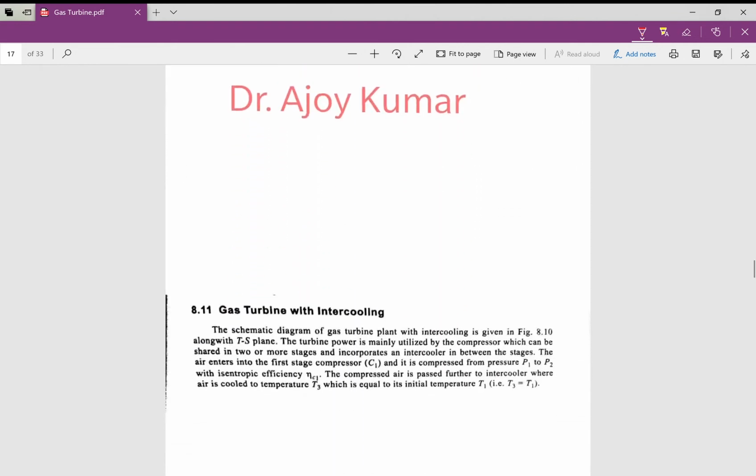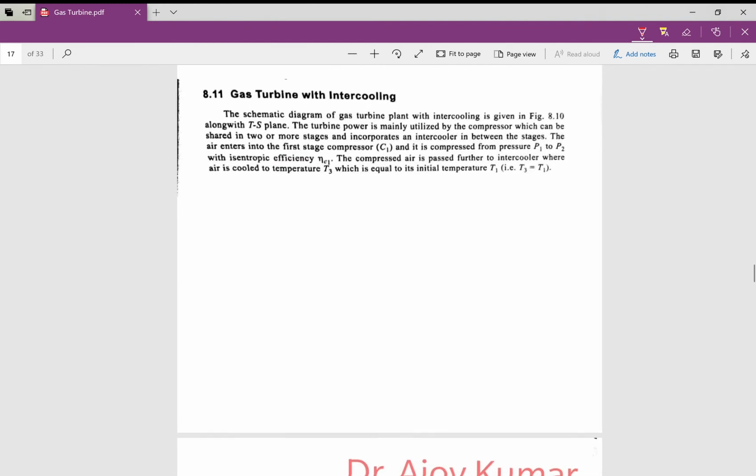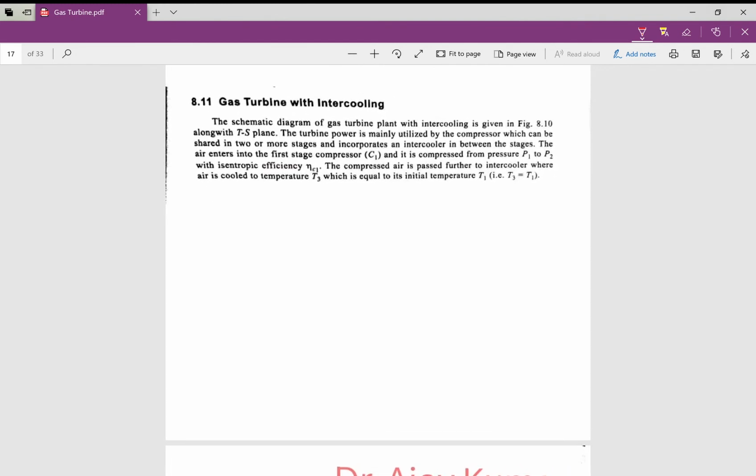So now dear students, let us move to the second method for improvement, that is called gas turbine with intercooling.